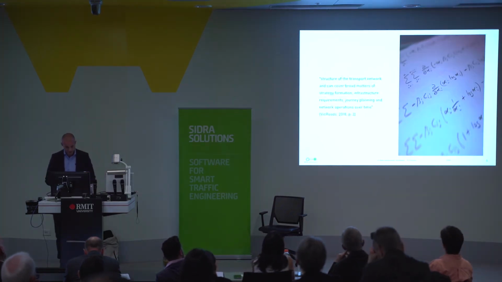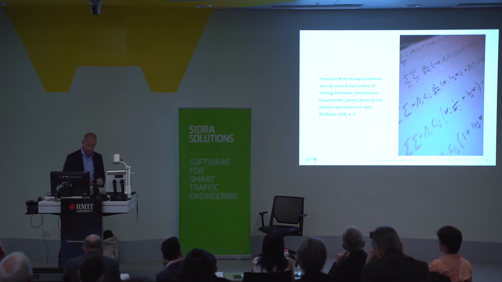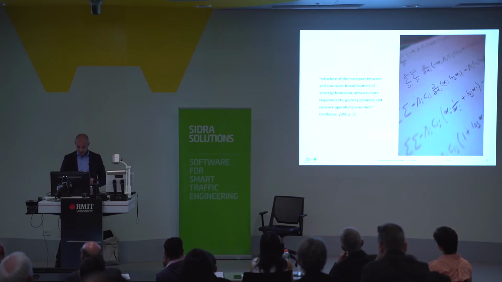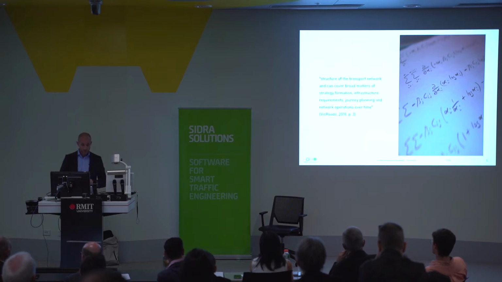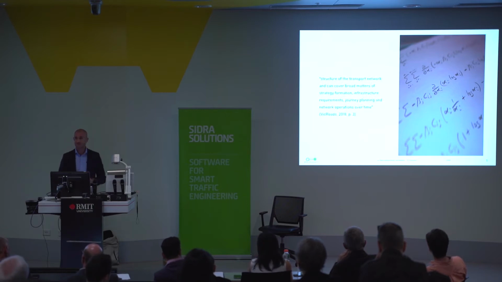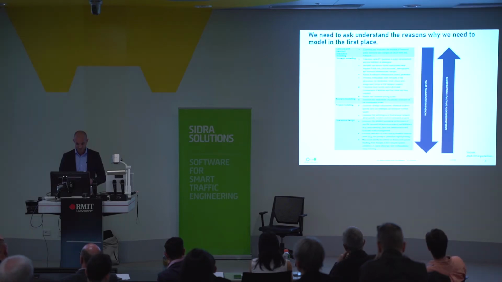VicRoads guidelines have recently come out for operational models. And they indicate that transport models are used to explore traffic and transport planning and operational requirements over short to long-term horizons, and can involve investigations into the structure of the transport network, etc. There's a long discussion in terms of what transport models are in these guidelines, and if you do have some time, I recommend you have a look at it.